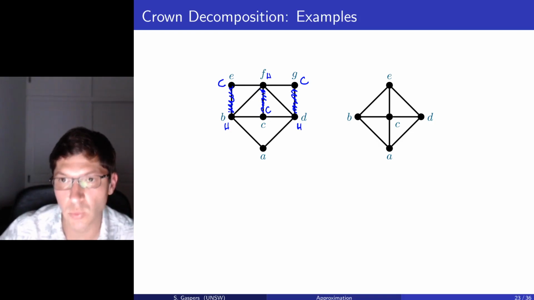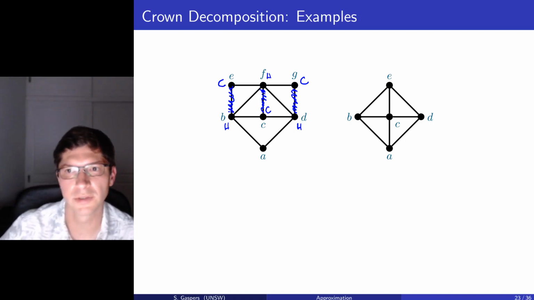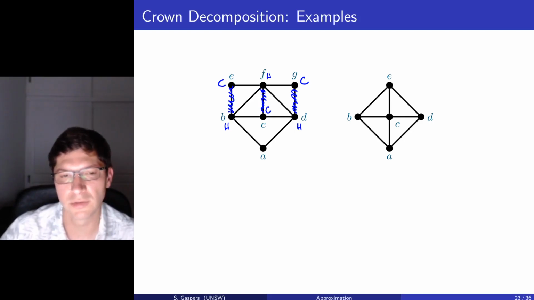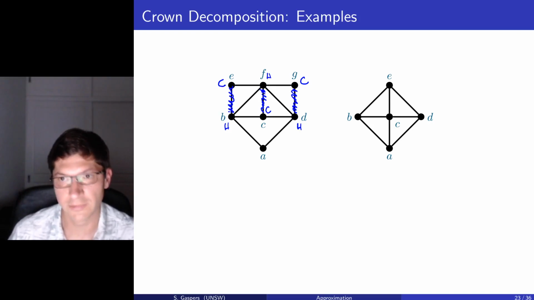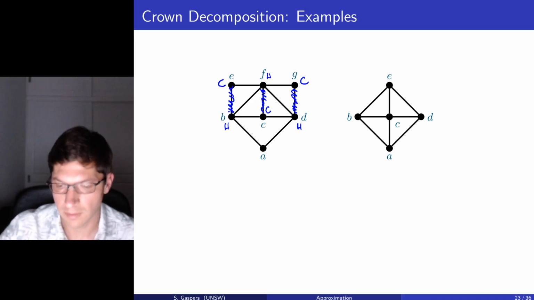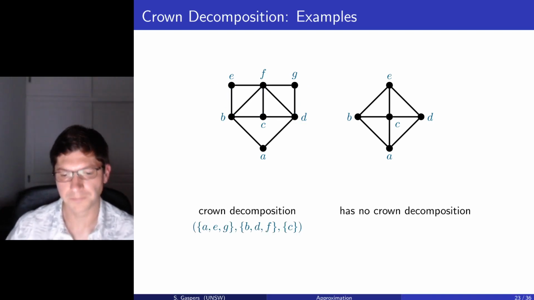But if I take any one vertex into my crown, the neighborhood has size at least 3, and it will be impossible to match vertices from the neighborhood into the crown. And actually, even taking 2 vertices into the crown, I still have the same problem because the neighborhood is just too large. The neighborhood will have size 3, and so this matching doesn't exist. So this means actually that this graph doesn't have a crown decomposition. Okay.